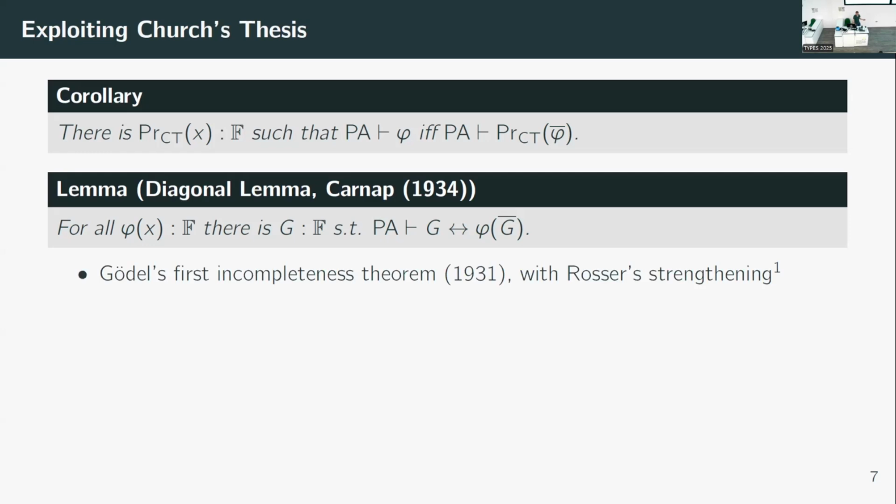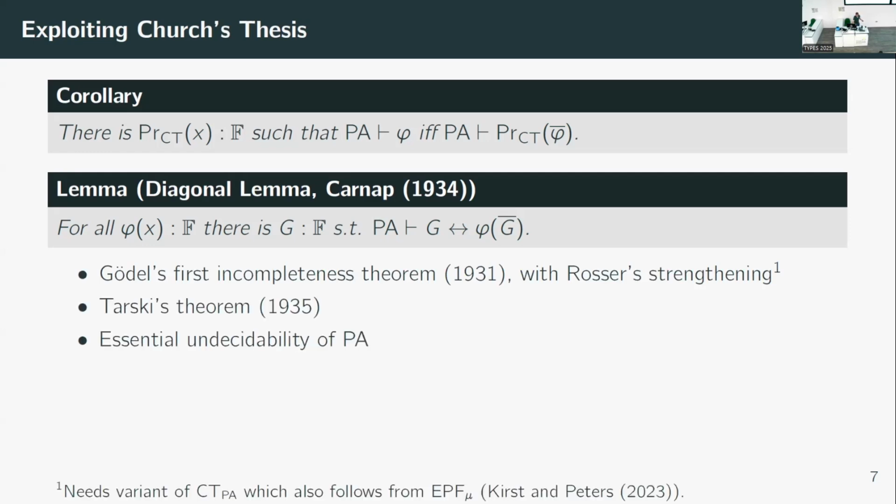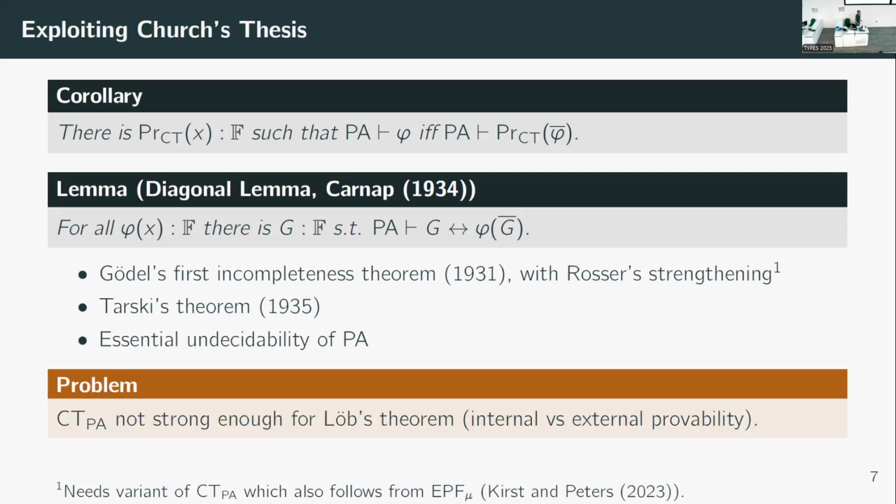And this gives rise to the first incompleteness theorem, Tarski's theorem, essential undecidability of Peano arithmetic, all nice results, but unfortunately, we don't get Löb's theorem. And the problem is that all that we know about the provability predicate is that it satisfies this equivalence. But there are even provability predicates that satisfy this equivalence here, but for which one of the HBL conditions fails. And Church's thesis is not strong enough to tell us anything about it.